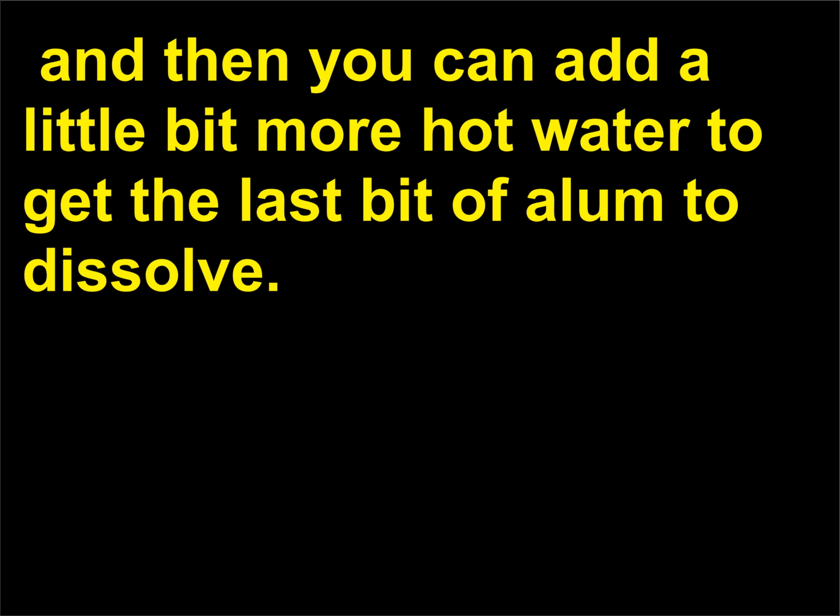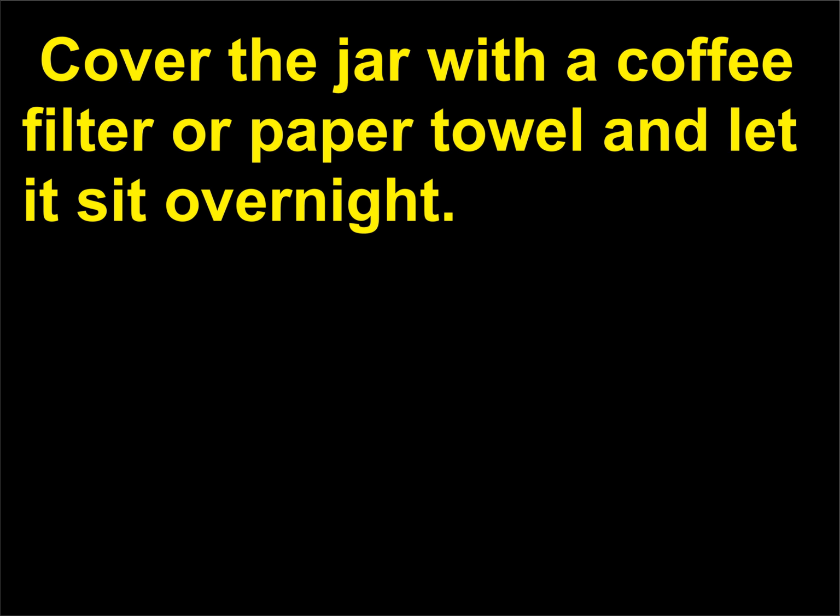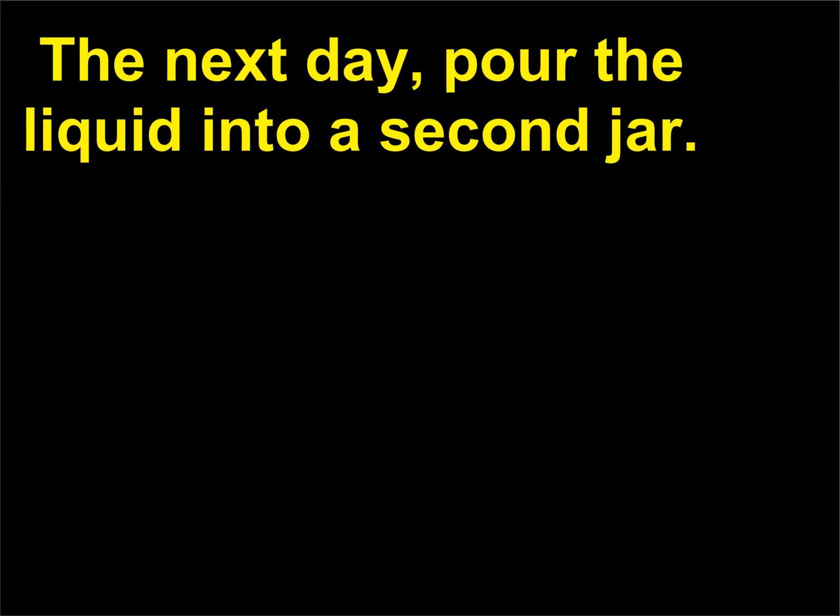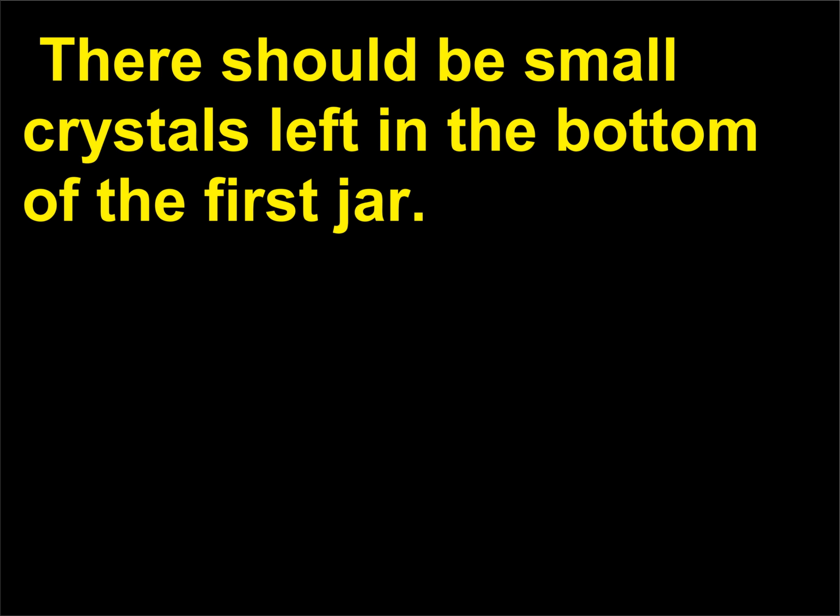Continue adding alum until it will not dissolve anymore. And then you can add a little bit more hot water to get the last bit of alum to dissolve. Cover the jar with a coffee filter or paper towel and let it sit overnight. The next day, pour the liquid into a second jar. There should be small crystals left in the bottom of the first jar.